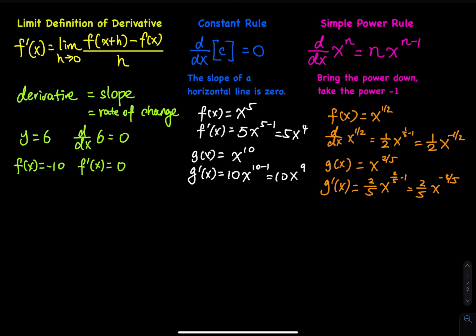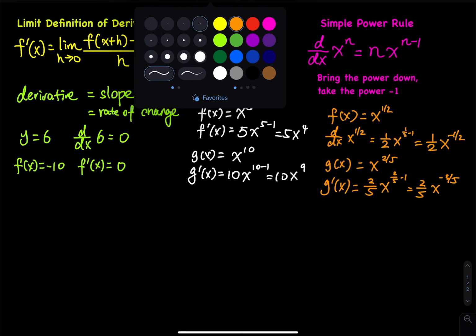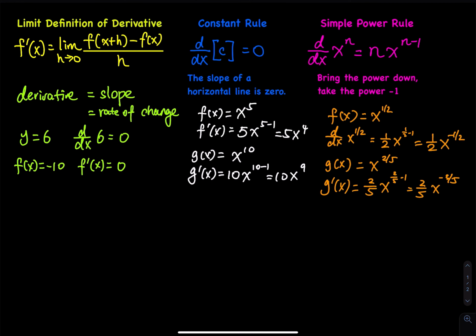How about a negative exponent? So let's switch to another color. How about f of x equals x to the negative 4? If you want to do the d dx, that's fine. So the derivative of x to the negative 4 with respect to x, you bring the negative 4 down, x raised to the negative 4 minus 1. So that is negative 4 x raised to the negative 5.